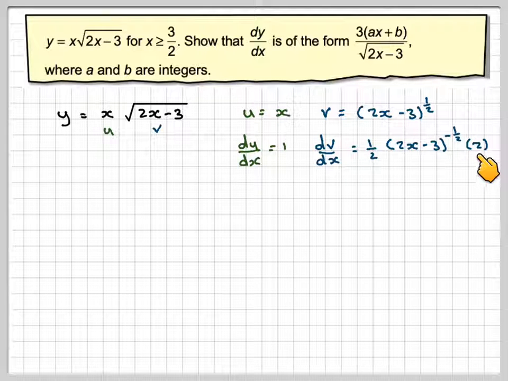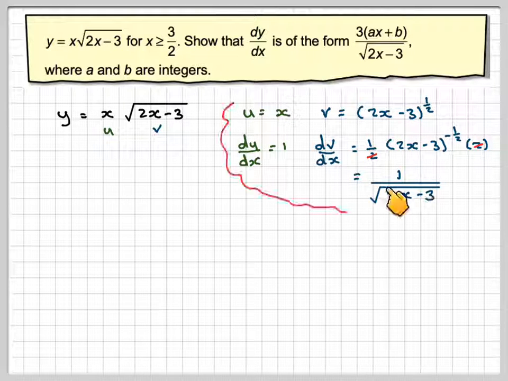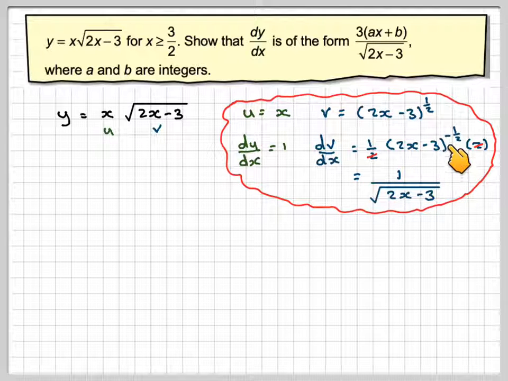This 2 here and this 2 here will cancel. And this is why it's always a good idea to write your fractions one above the other. So that becomes 1 over (2x minus 3) to the minus a half, so it's 1 over the square root of 2x minus 3.